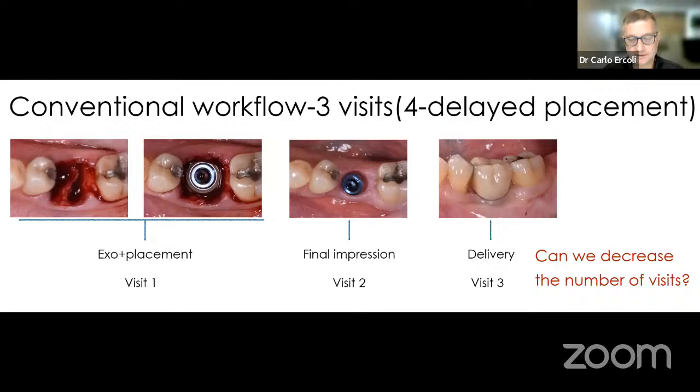Then you go back another time, and after healing, you take your impression, either an analog or a digital impression. And then, of course, you go back and you place a crown. So anywhere from 3 to 4 appointments. So the question now is, can you decrease the number of visits so that you can be more efficient? And does that perhaps bring any kind of detriment, any negative side effect?